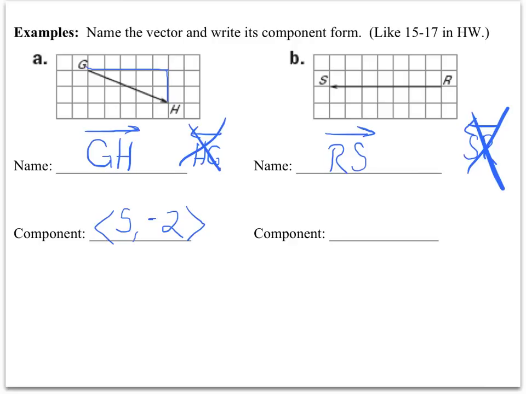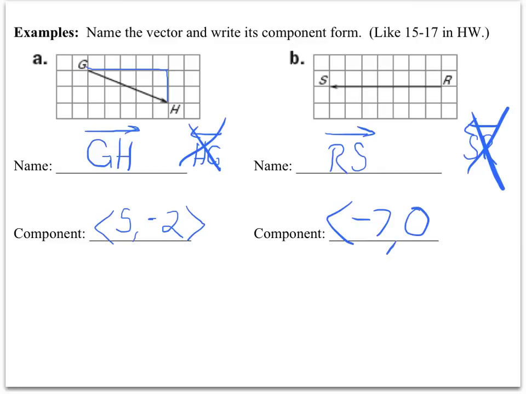Component form, R moves over 1, 2, 3, 4, 5, 6, 7 units in the negative x direction. So that's negative 7. And then it doesn't move anywhere up or down.